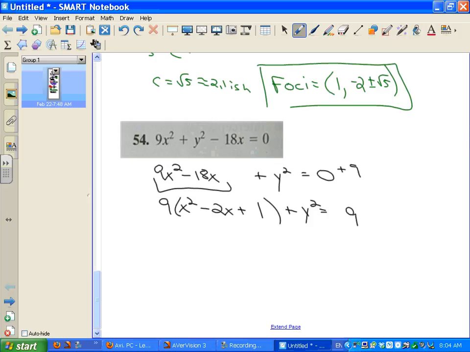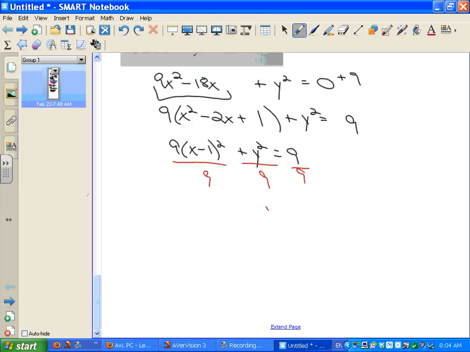All right, and I don't have anything over there with the y, so what's that mean about the y? What's k going to be? 0, because I didn't have any moving around. Let's keep going here. So I got 9 times x minus 1 squared plus y squared equals 9. I wish that were a 1. Divide everything by 9. And I'm going to get y squared over 9 equals 1. And then over here I got plus x minus 1 squared over 1, because these will cancel.